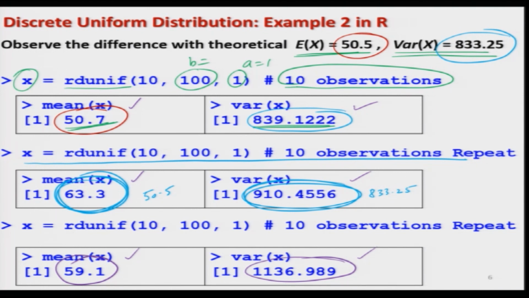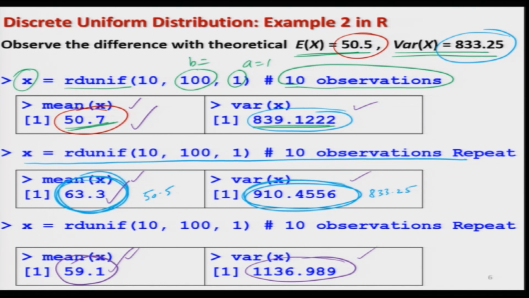Now, a question comes here. Sometimes you get the value of your mean as 50.7, sometimes 63.3, sometimes 59.1, and the same is true for the variance also. But the true value is 50.5. So, how can you ensure, or what should you do, so that this value comes close to 50.5 and the variance is close to 833.25?